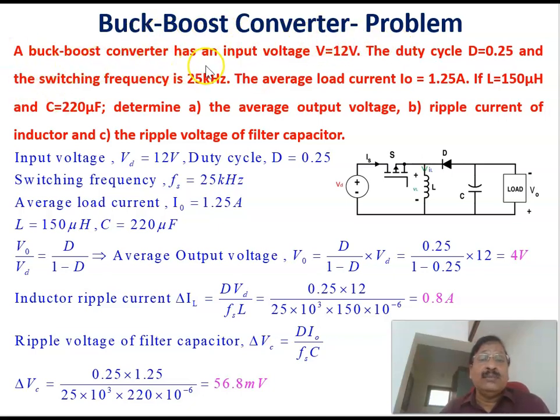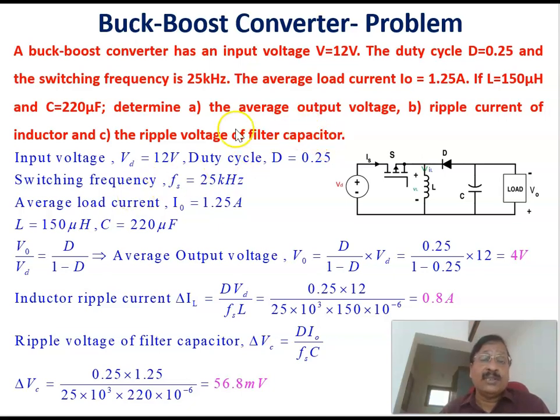A buck boost converter has an input voltage of 12 volts, a duty ratio D equal to 0.25, and a switching frequency of 25 kilohertz. The average load current equals 1.25 amperes, the inductance L equals 150 microhenry, and the capacitance equals 220 microfarad. Determine the average output voltage, the ripple current of the inductance delta IL, and delta VC, the ripple voltage of the filter capacitor.